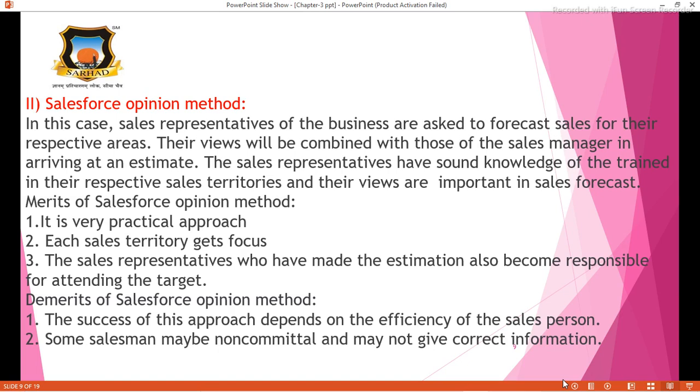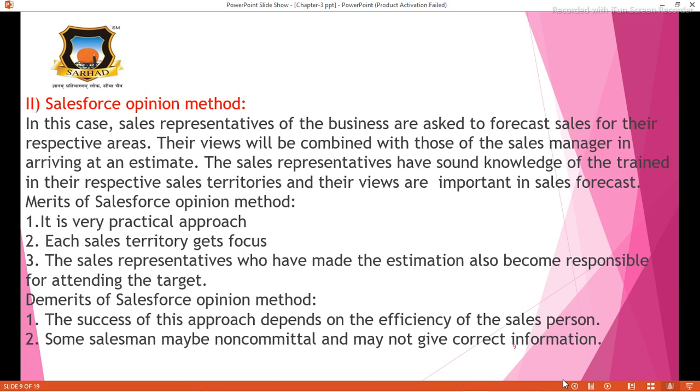So let us discuss the merits of the sales force opinion method. The first, it is a very practical approach. The second, each sales territory gets the focus. The sales representatives who have made the estimation also become responsible for attaining the target.